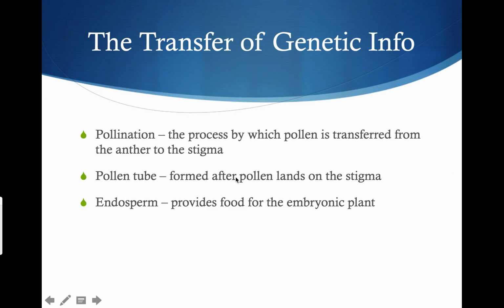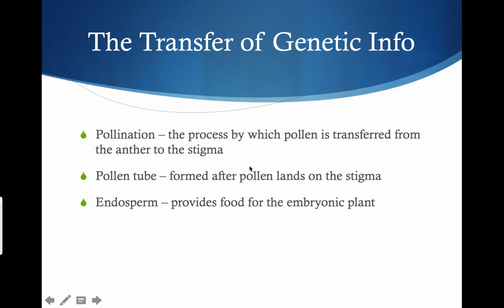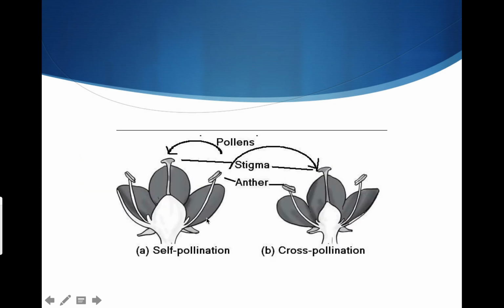Okay, pollen tube. After the pollen lands on the stigma, this little pollen tube is here so that the pollen can go down this tube and fertilize the ovum. The endosperm is in the seed. It provides food for the embryonic plant. In the seed, you have the hypocotyl, where the cotyledons attach. The epicotyl has one or two completely formed leaves, and the radicle is the end of the hypocotyl, which will become the root of the plant.